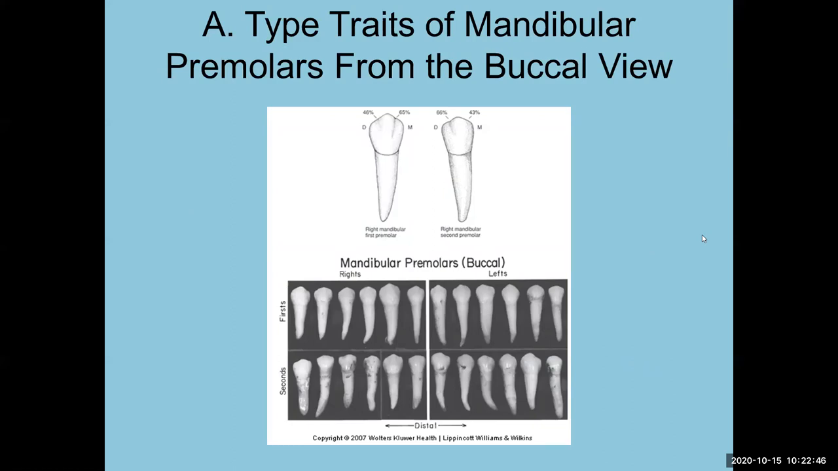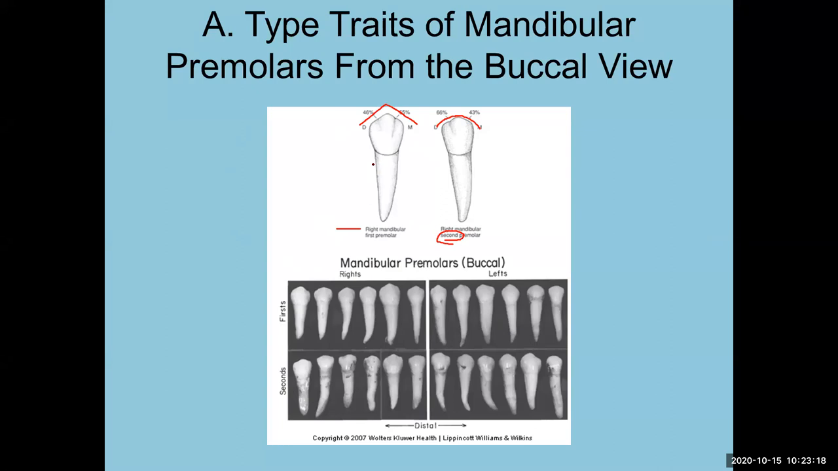So let's take a look at the mandibular premolars from the buccal view. We are more than halfway done, my friends. Now, this is the right side, and this is the first premolar, and this is the second premolar. The first premolar mimics the canine with function and look. So you can see that this is a first premolar versus a second premolar.